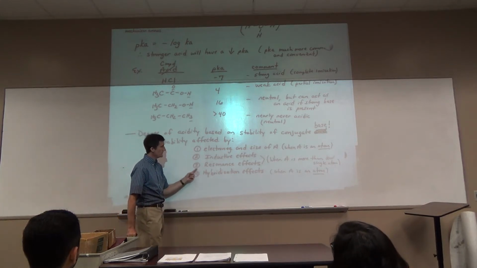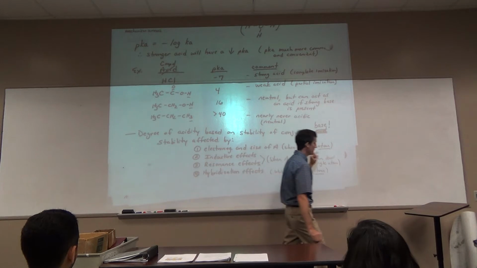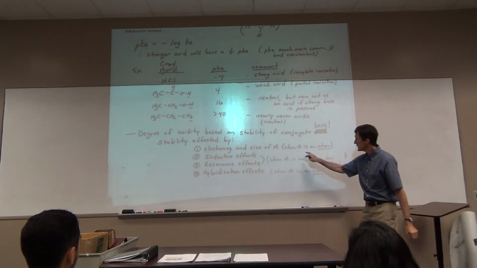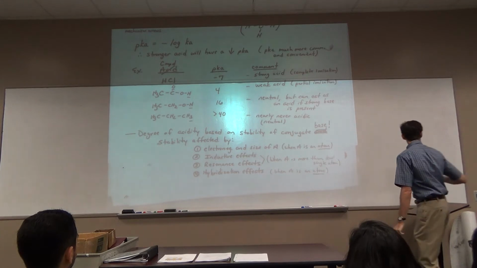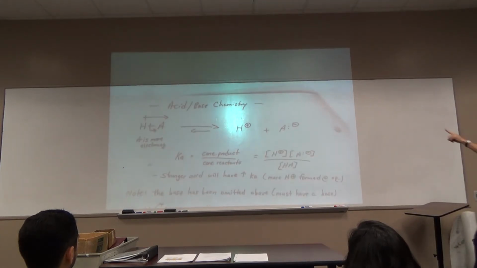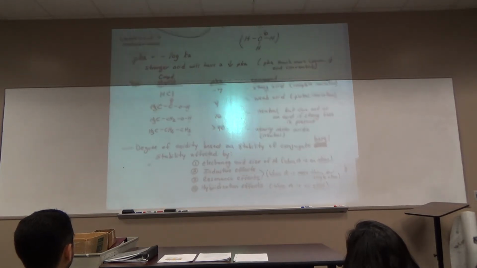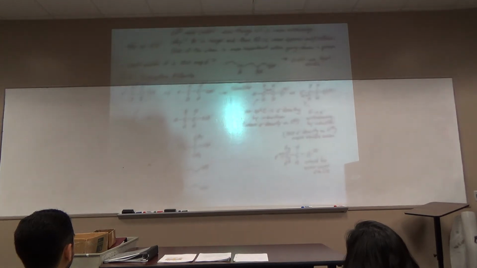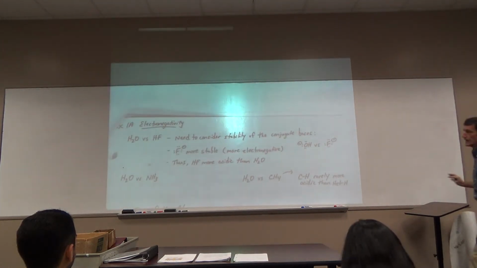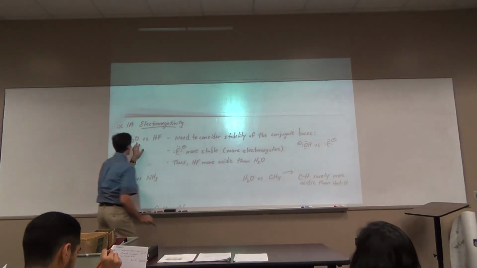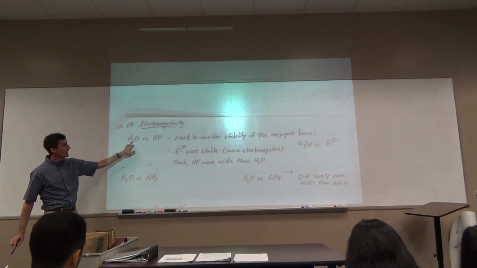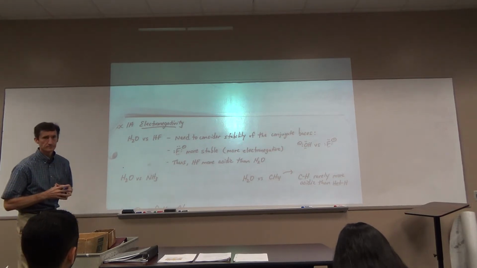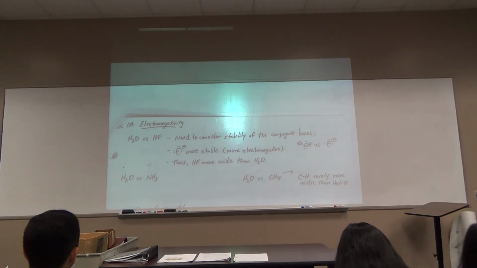Number 1, we'll do each of these. Number 1, electronegativity and size of the A, when A is an atom. This is the atom that the proton at the top was bonded to originally. Let's look at the electronegativity and the size. How does that affect things? Electronegativity. Consider these two. Water versus HF. Which is more acidic? HF. It should probably be easy because HF is analogous to HCl. Yes, HF is more acidic.